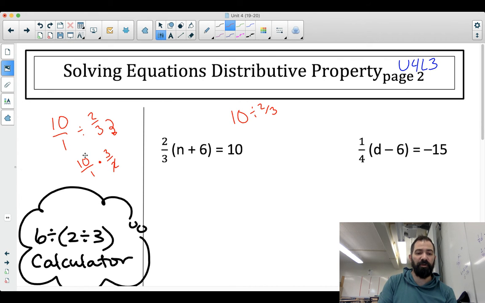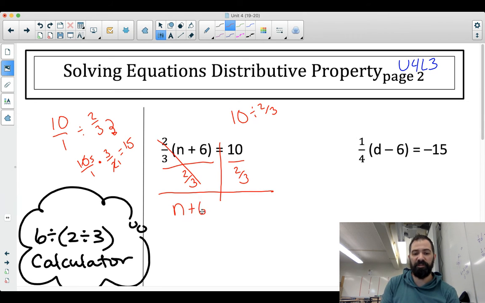What's nice about that, we can cross reduce, divide both of these by 2. We get 5 times 3, which is 15. And 1 times 1 is 1, so it's just 15. Whole number. Awesome. So that means we can divide both sides of these by 2/3. No distribution. And with the inverse property, we get n plus 6, and that's going to equal 10 divided by 2/3, which we said is 15.